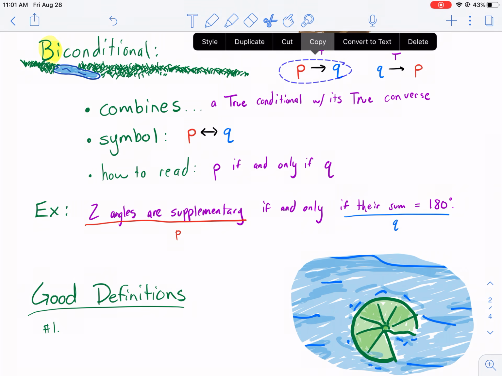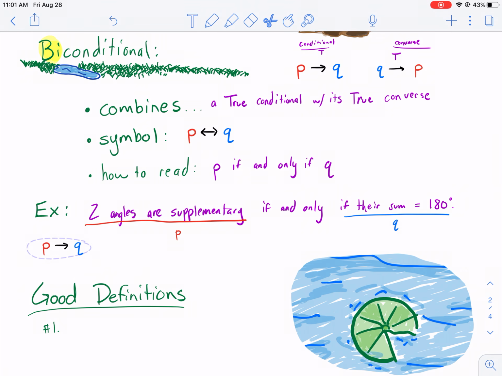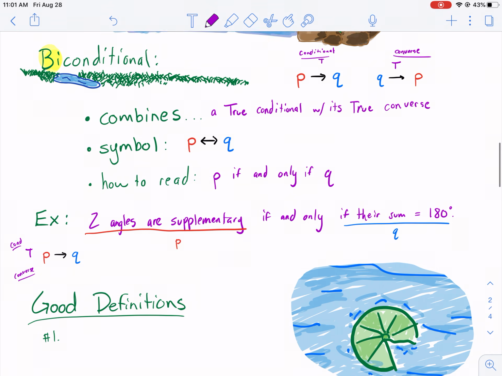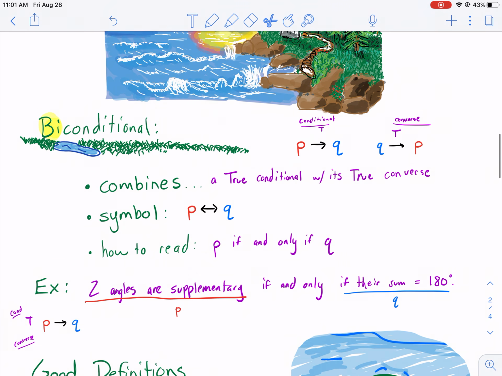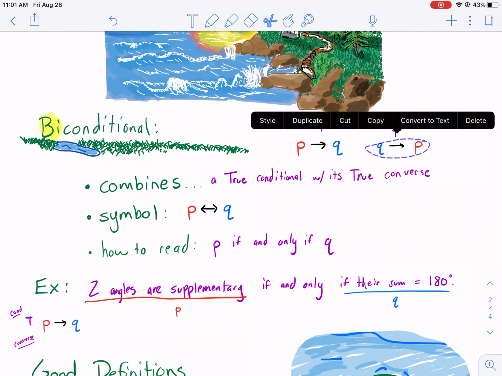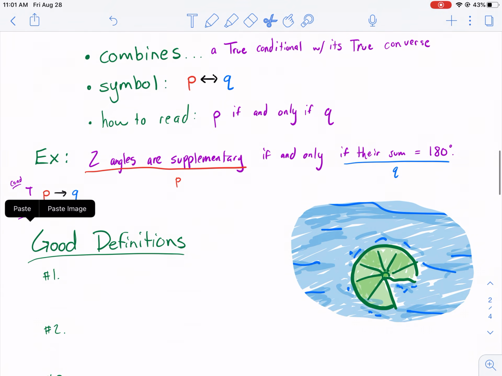So let's copy this, put it down here. So P then Q, is that true or false? That is true. If two angles are supplementary, then their sum equals 180. That is a conditional. So that's the conditional. Okay, I'm going to abbreviate. Now the converse, is that also true? Okay, let's copy and paste this. Is the converse also true?